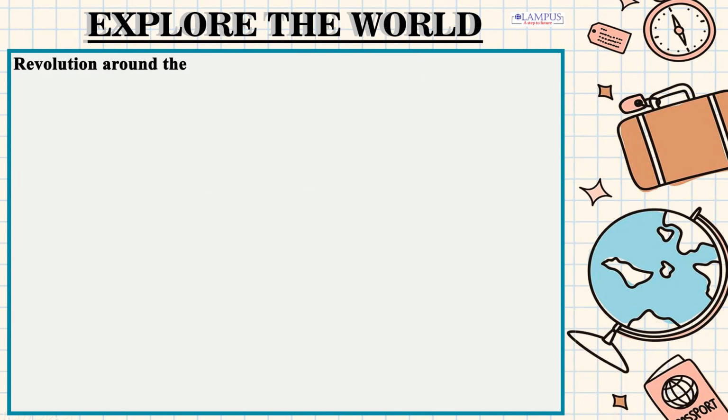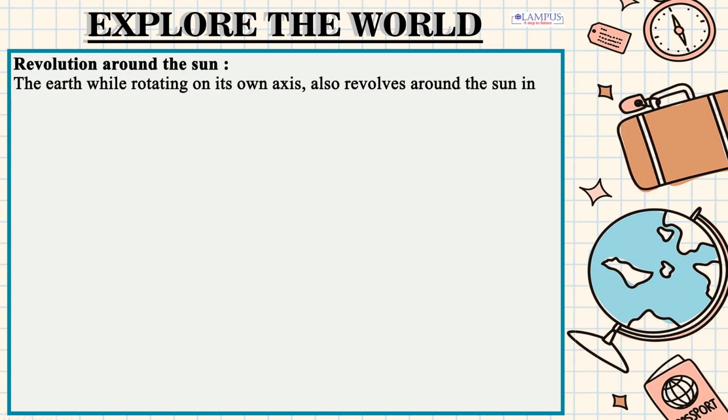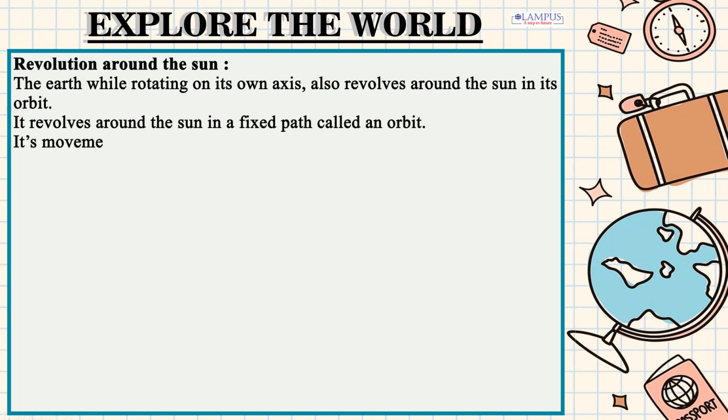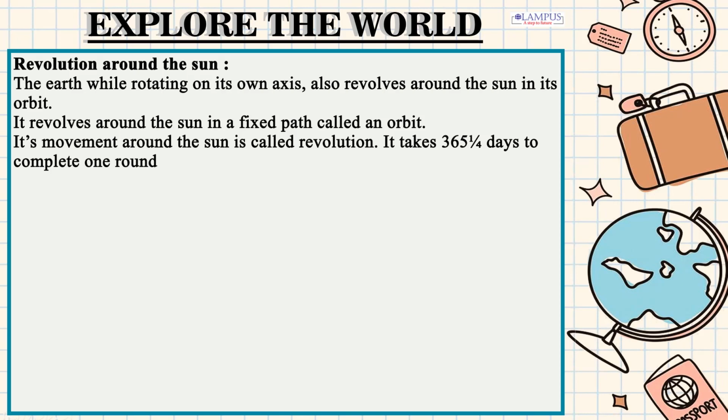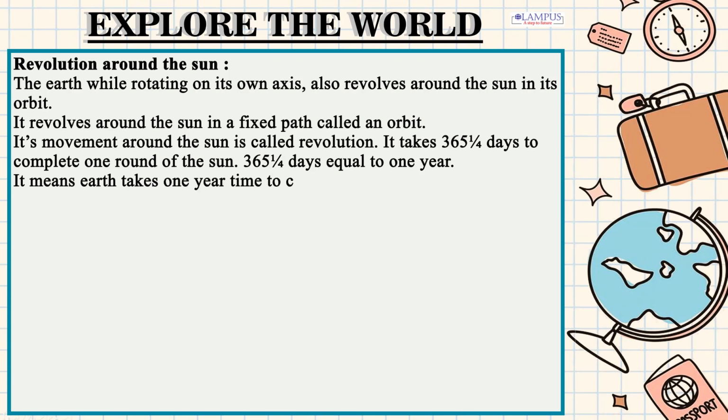Revolution around the Sun. The Earth, while rotating on its own axis, also revolves around the Sun in its orbit. It revolves around the Sun in a fixed path called an orbit. Its movement around the Sun is called revolution. It takes 365 1/4 days to complete one round of the Sun. 365 1/4 days equal to 1 year. It means Earth takes 1 year time to complete one revolution.